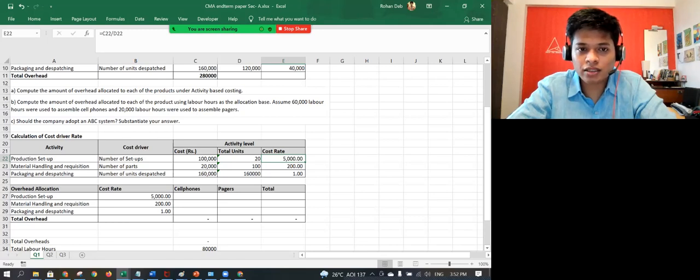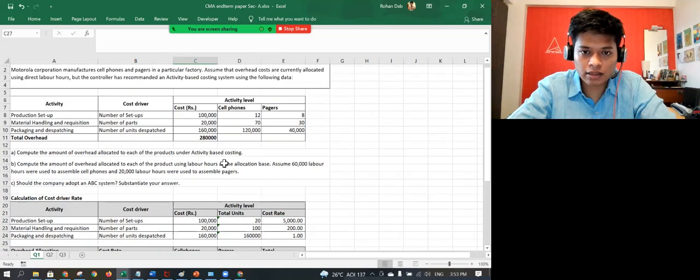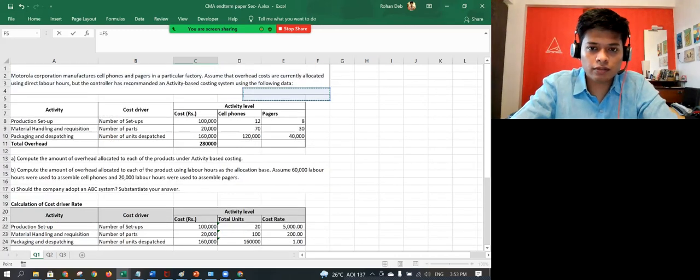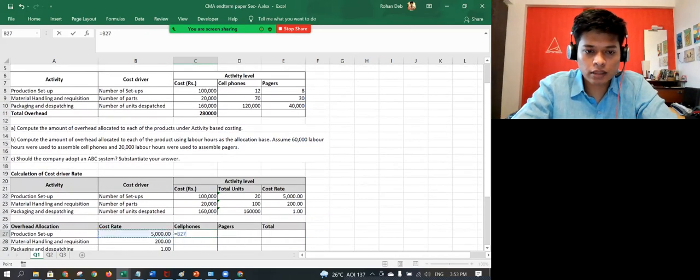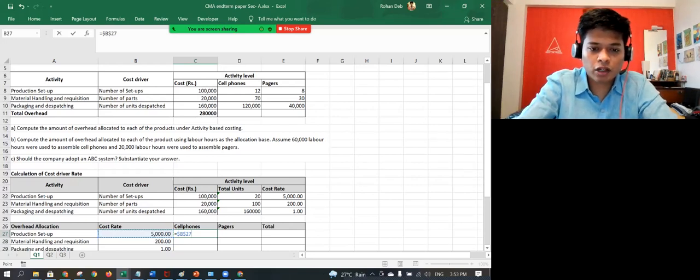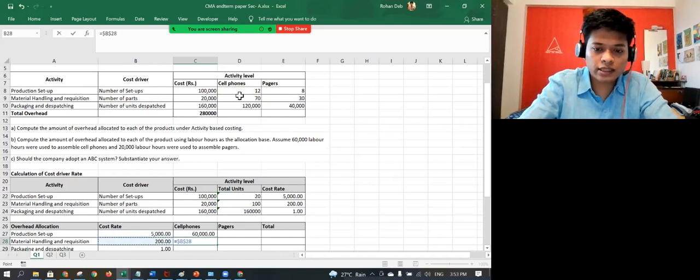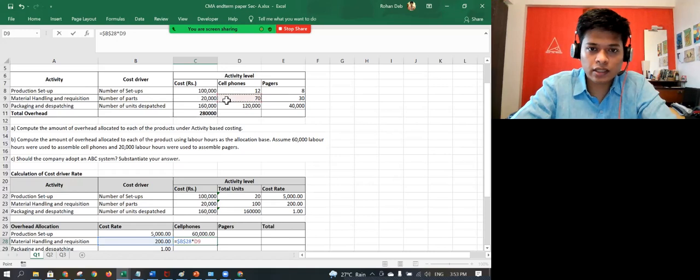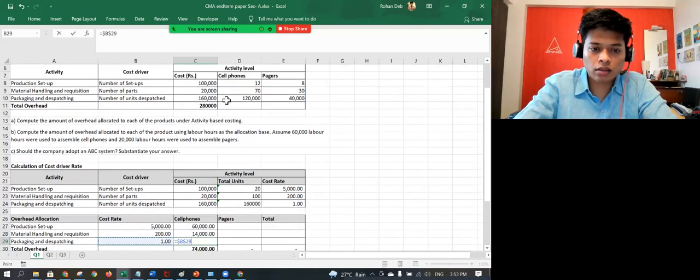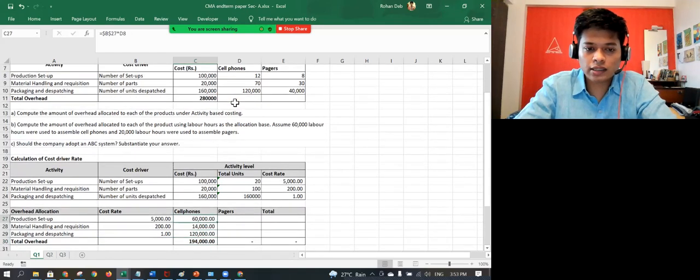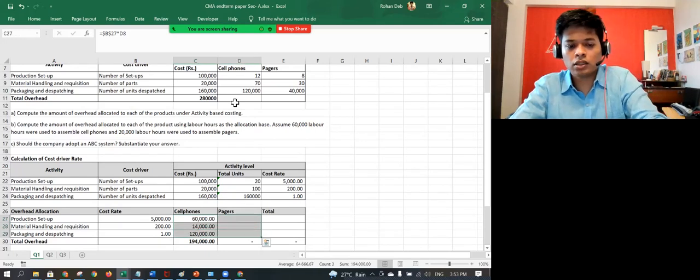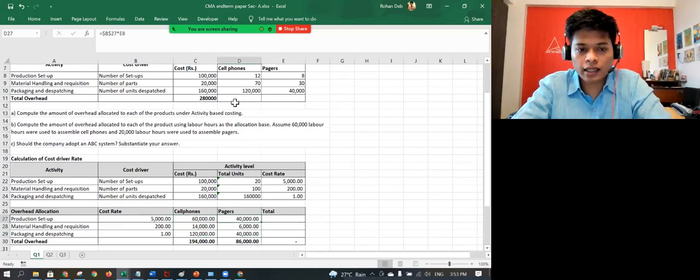I'm allocating the cost on the basis of ABC. So I got the cost rate. For the cell phones, I have to multiply it with these rates. So it's equal to 50,000. Fix this part. Now multiply it with 12. Again 200, fix it using F4, and then multiply it by 70. And again 1, multiply it with this rate. So this 194,000 is the amount for this one. Ctrl+Right. Again, you see that 8 into 5,000. So that's how you allocate it.